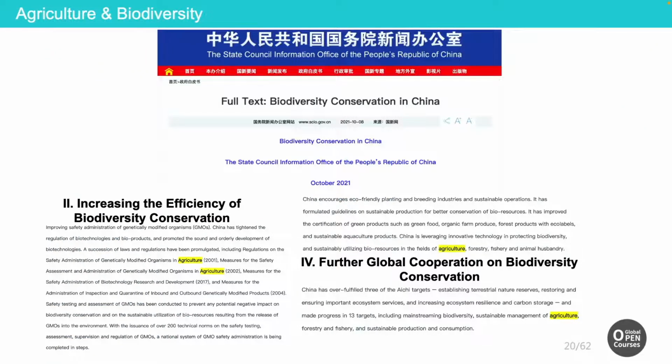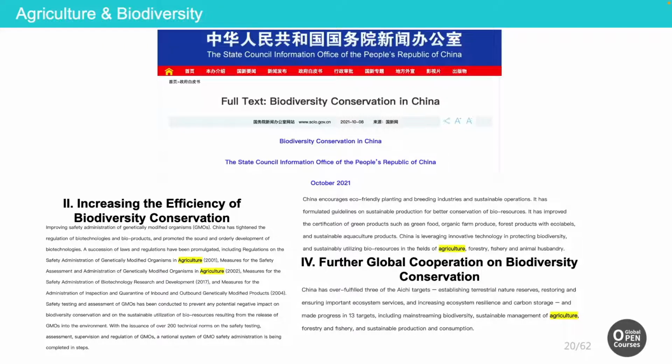At the end of this section, I would like to share with you a very recent report titled Biodiversity Conservation in China, released by the State Council Information Office of China this October. From this title, you can see it is a biodiversity conservation report. The keyword agriculture has been mentioned several times, in Section 2, increasing the efficiency of biodiversity conservation, and Section 4, furthering global cooperation in biodiversity conservation. This reflects the interlinked relationship between agriculture and biodiversity from another perspective.